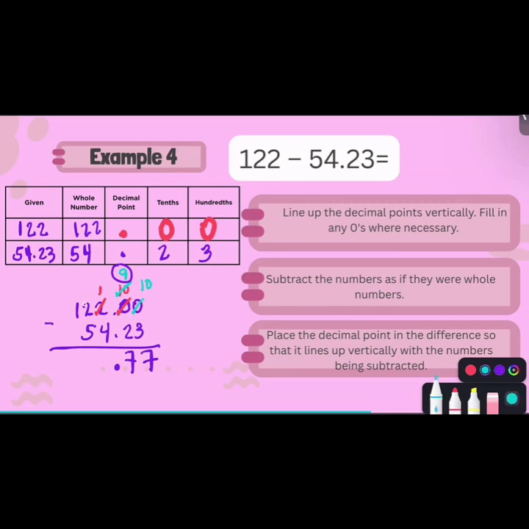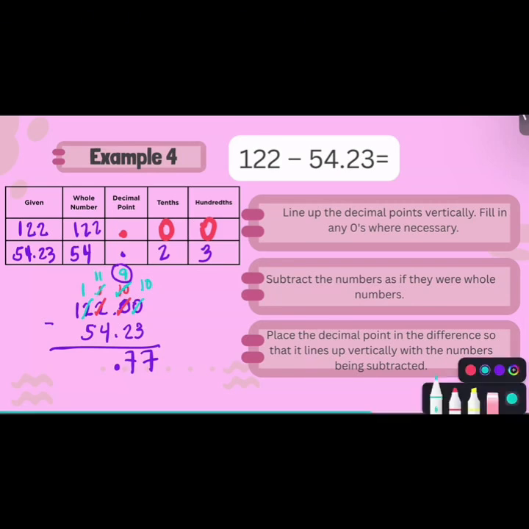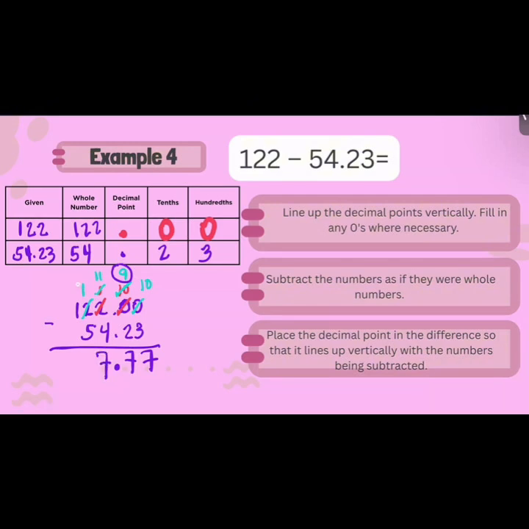Magbaborrow tayo kay tens. So, si tens magiging 1. At si 1 na ones natin magiging 11. Then, we can proceed with subtraction. So, 11 minus 4, this is 7. And proceed with subtraction again. 1 minus 5, this is cannot be also. So, if it is cannot be, then we need to borrow kay hundreds natin.